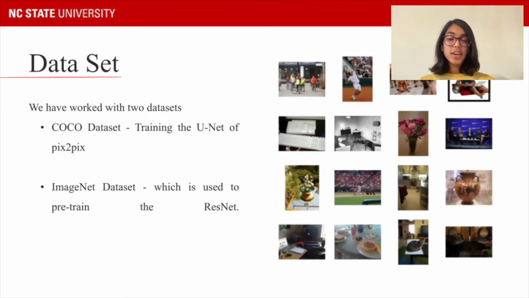The two datasets that we have used for our work are the COCO dataset and the ImageNet dataset. This is because the COCO dataset contains various objects and scenarios which would help a model to learn much better. And our ImageNet dataset would be used to train the ResNet model, which would in turn be used to train the generator of the GAN model. We have used 8,000 images for training and 2,000 images for validation.